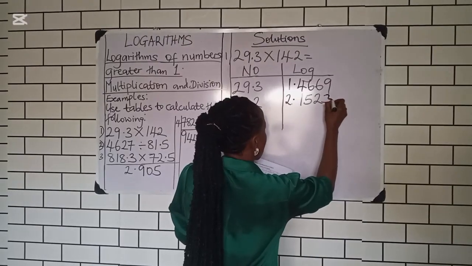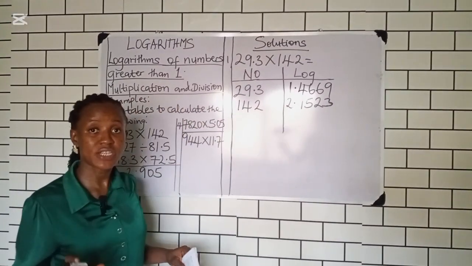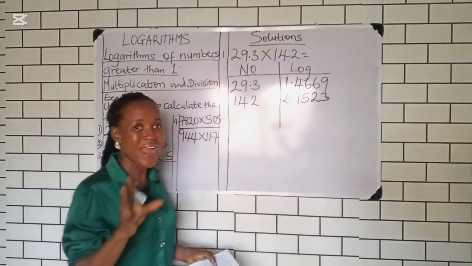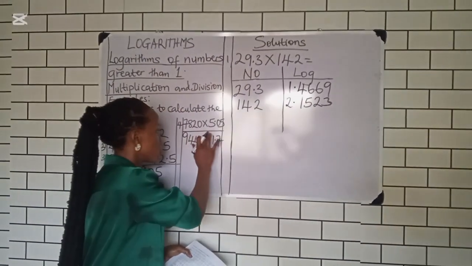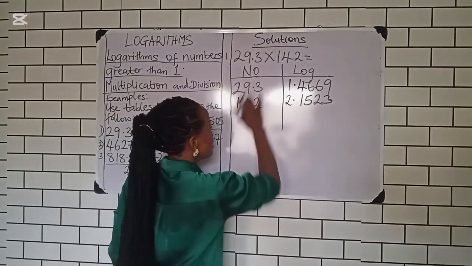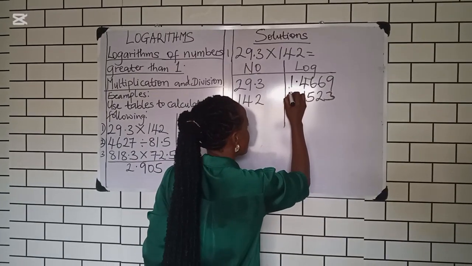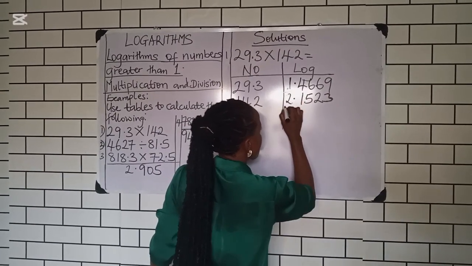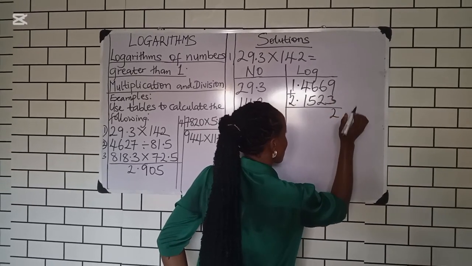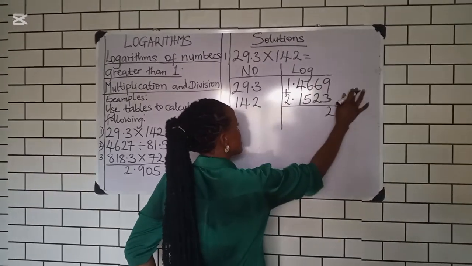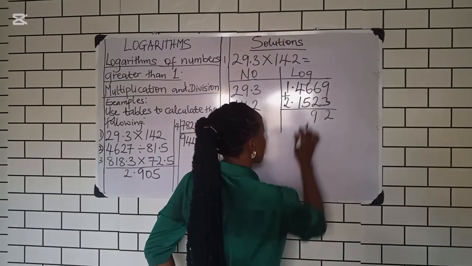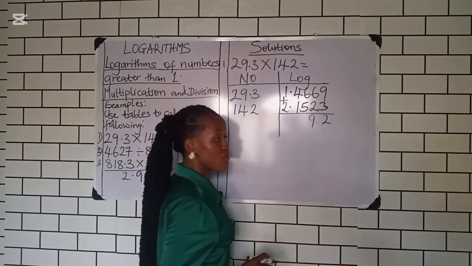Now, applying the addition and subtraction laws of indices, whenever you have multiplication, you add the logs. Whenever you have division, you subtract the logs. What we have here is multiplication, so we add the given logs. 9 plus 3 gives us 12. You write 2, carry 1. Add the 1 to this 6, we have 7. 7 plus 2 gives us 9.